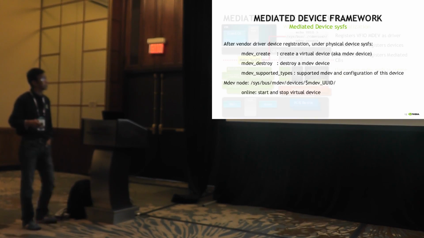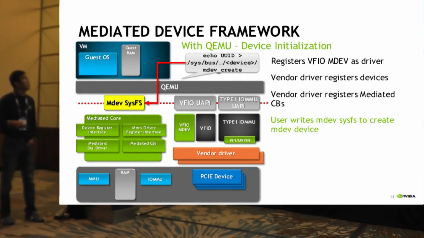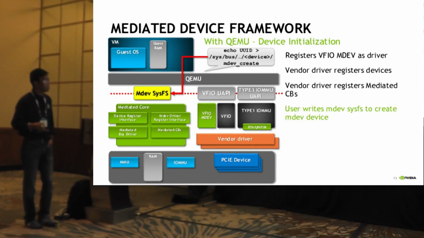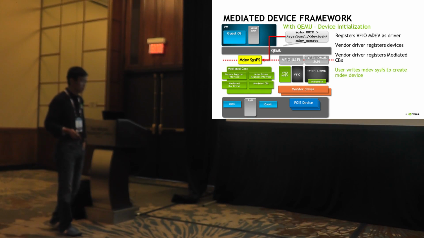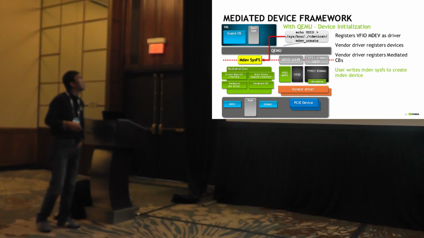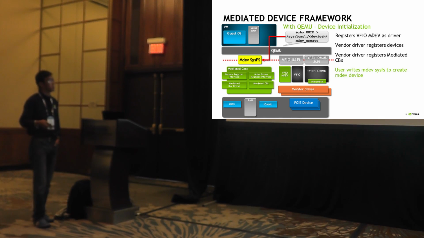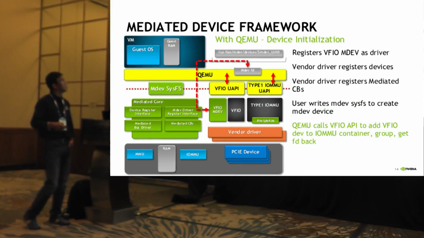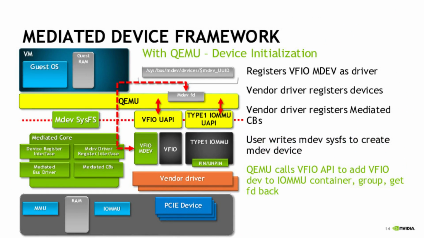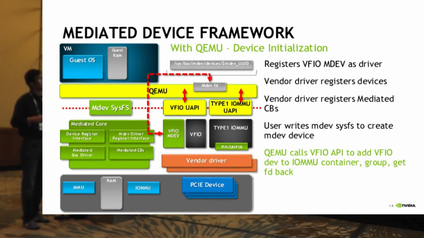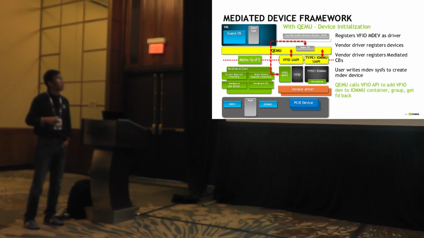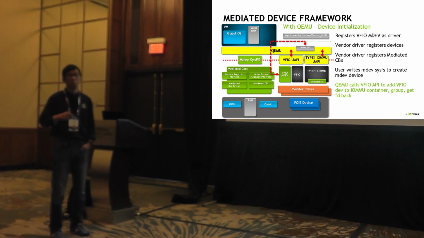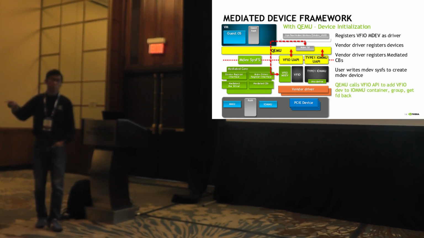So now let's go back to the slides. Now the user can write to the mdev sysfs to create an mdev device. Then you echo an mdev UUID. This UUID has to be unique, at least per system. Then once you create that device, you have the device I just mentioned in the previous slide, and this is the sysfs path. You pass it to QEMU as the VFIO device argument.